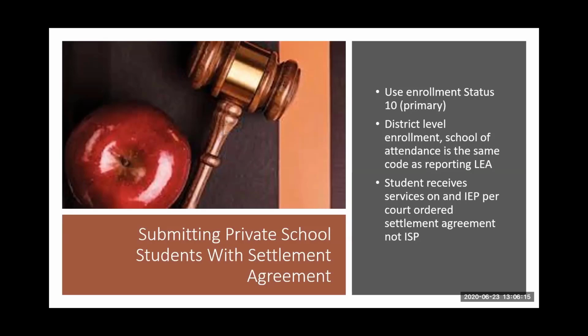First of all, you're not going to use enrollment status 50. You're going to enroll those students with enrollment status 10. It's a primary enrollment. You don't use the private school group code. Instead, you're going to use the reporting LEA code or the CDS code, the county district code, and you're going to report the student at the district level. So the school of attendance and the reporting LEA field will have the same code.